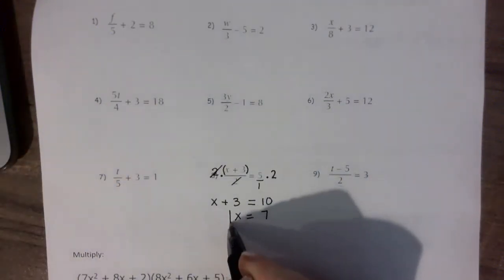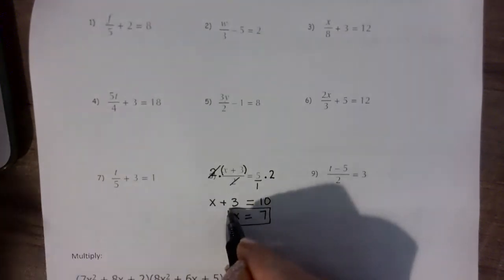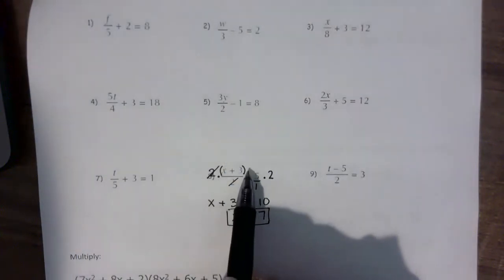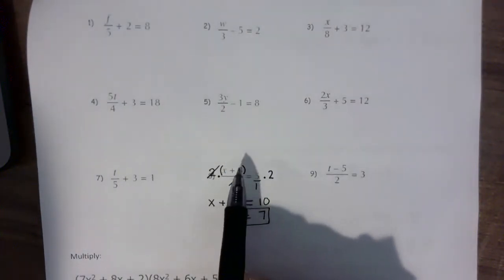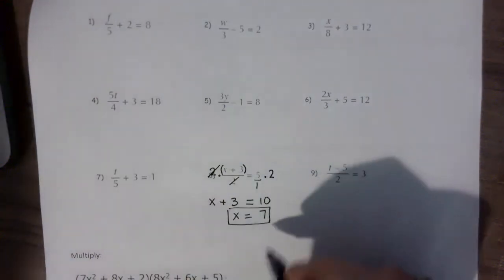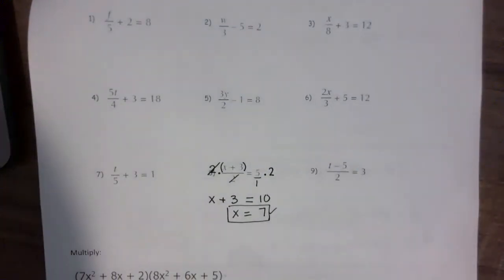Remember, I always double check myself to make sure I did it right. So what I'm going to do here is plug it in. 7 plus 3 is 10. 10 divided by 2 is 5. So I'm good to go. I know that that's my right answer.